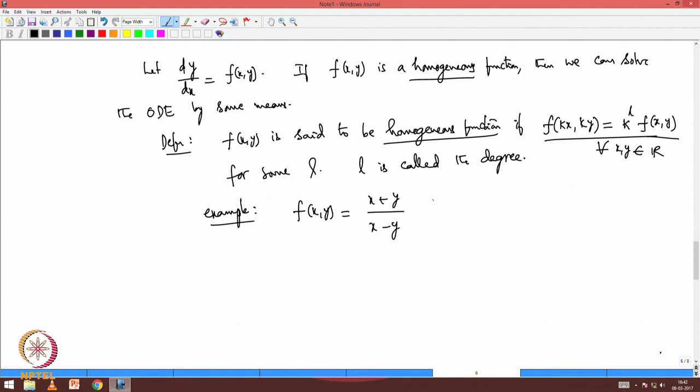Are they? So, this is a homogeneous function of degree 0, because whenever I replace x and y with kx and ky, k cancels, finally giving k power 0. So, this is homogeneous of degree 0.